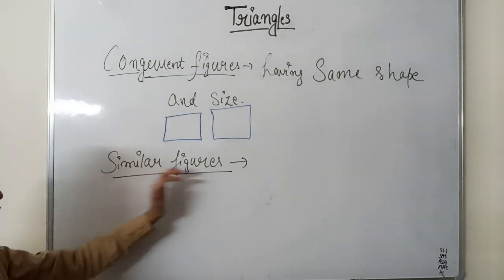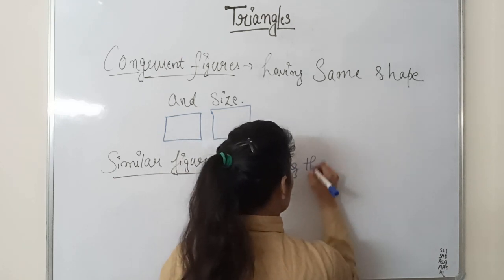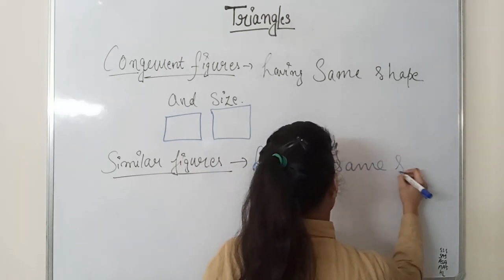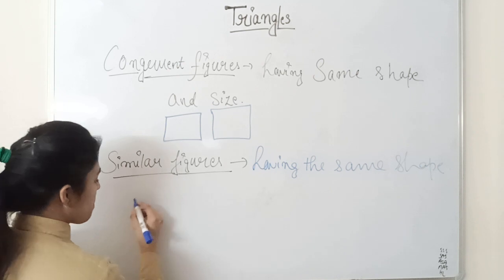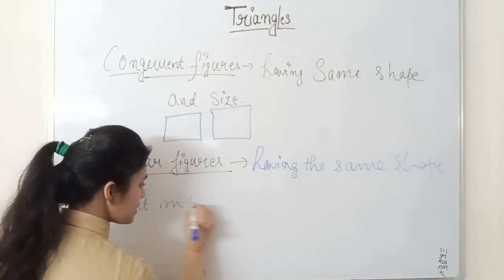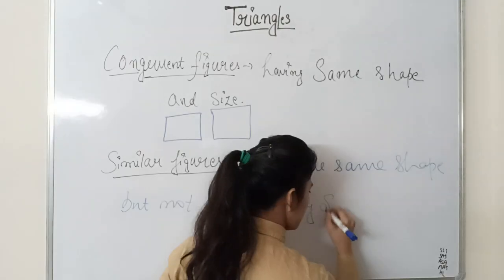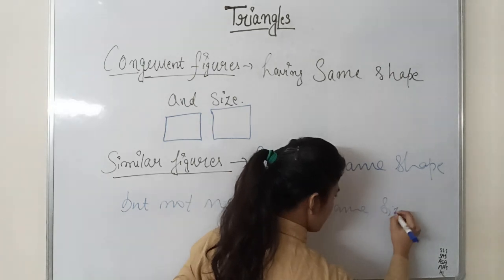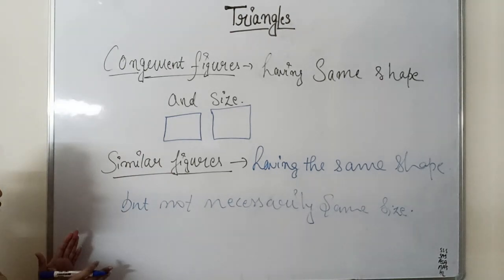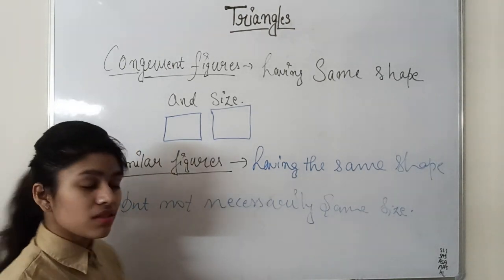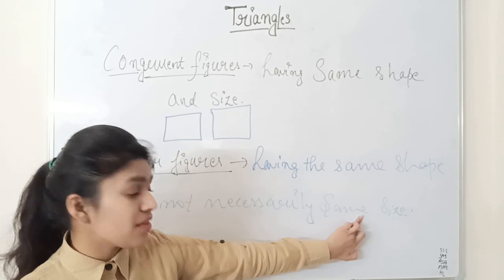Okay, students. Now, what are similar figures? They are having the same shape but not necessarily the same size. They will have same shape, and in similar figures it can be possible that they have same size also, but it is not necessary that it will have same size.